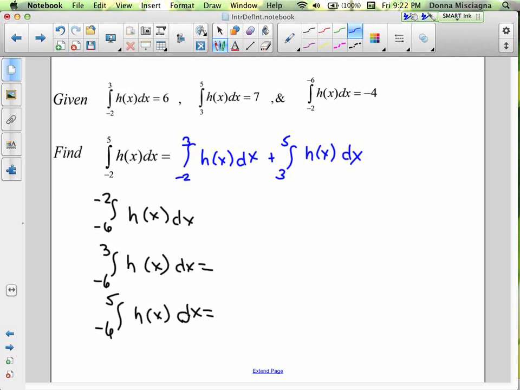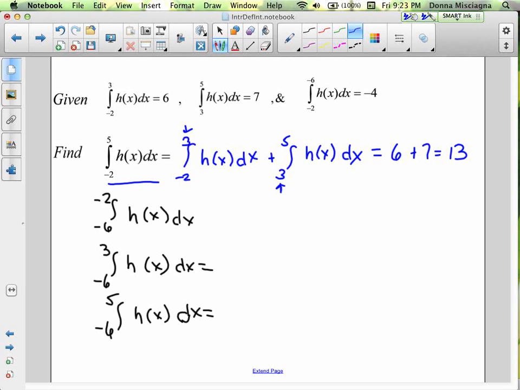Okay, so write this in your notes. So notice one picks up where the other ends, right? So the second one here starts where the first one ends. So we could combine that into one integral, right? So those two integrals are the same thing as the integral of h of x dx from -2 to 5, because one begins where the other ends. And so now we can evaluate, right? From -2 to 3, that was 6. From 3 to 5, that was 7. And so our answer is 13.